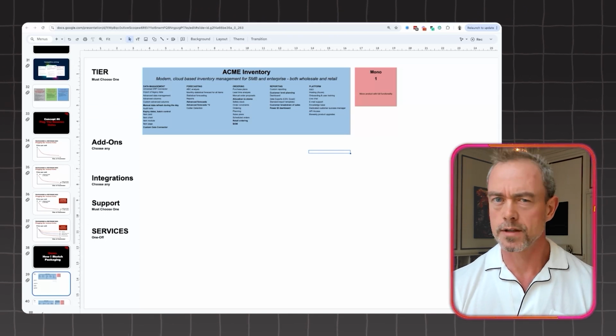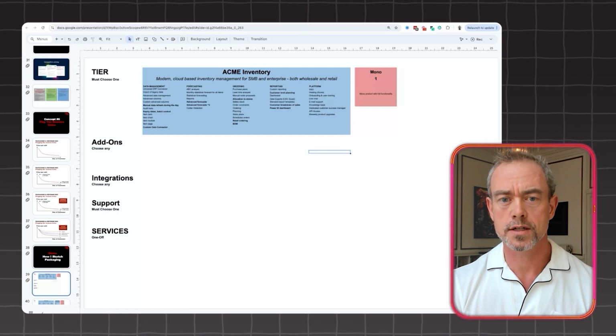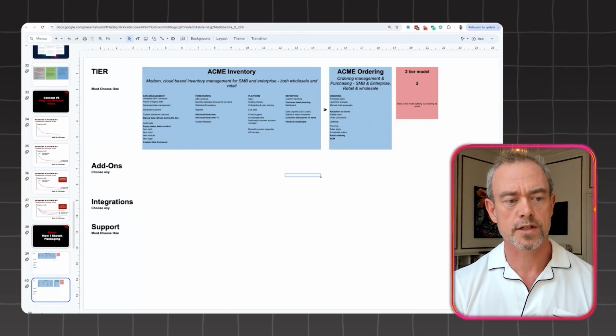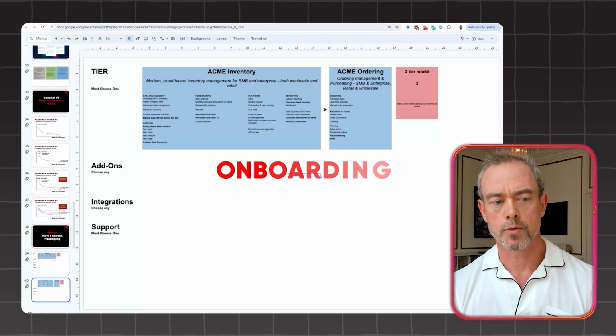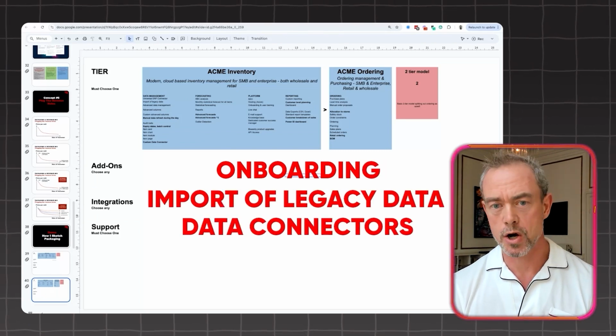How does that look? Too much? Maybe. Okay, well, at least we have the discussion, and then we can roll back. Next one, now we start to do some add-ons and some services to say, okay, so maybe we have onboarding, maybe we have import of legacy data, maybe we have data connectors and Power BI dashboards.